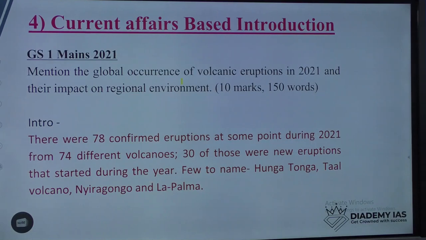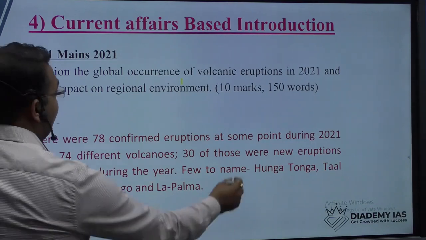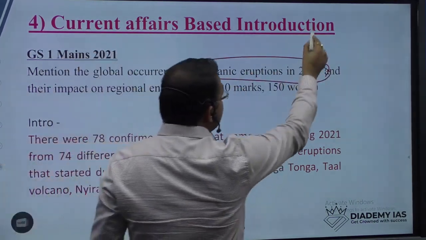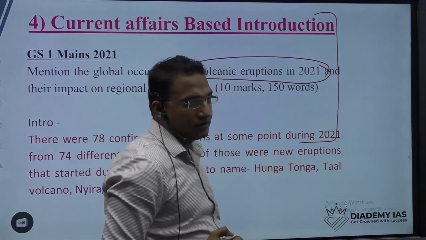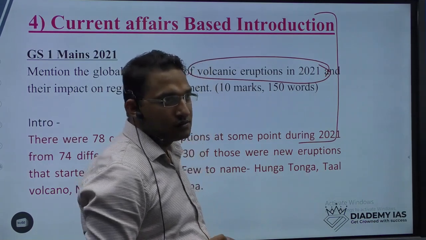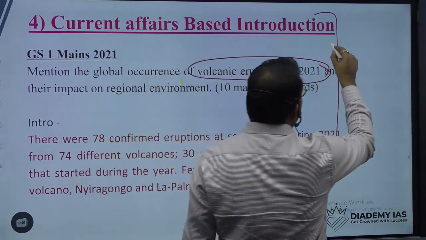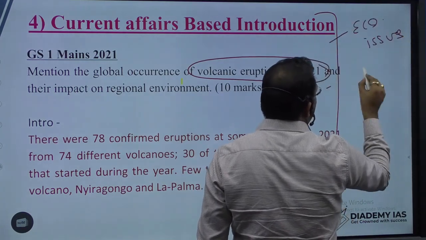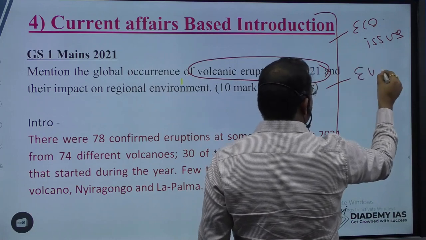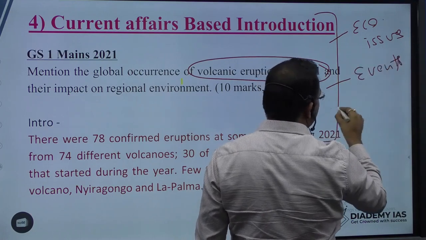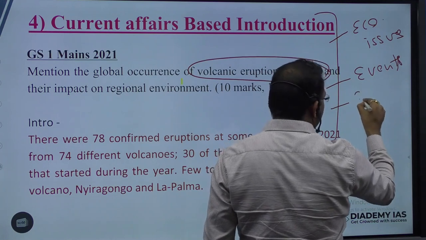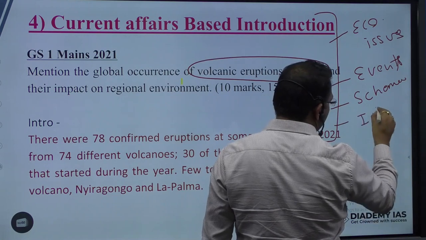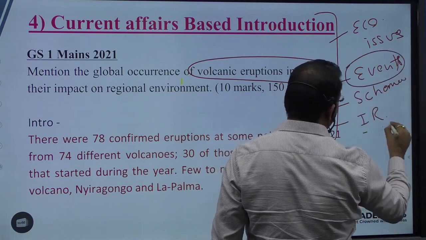Next is the current affairs based introduction. Current affairs clearly mentioned: volcanic eruptions in 2021, right? So in which areas can you use current affairs? Economy, okay. Economic issues. Any event, you can use that as a reference. Any government scheme. International relations. Yeah, IR. Events, IR, schemes.